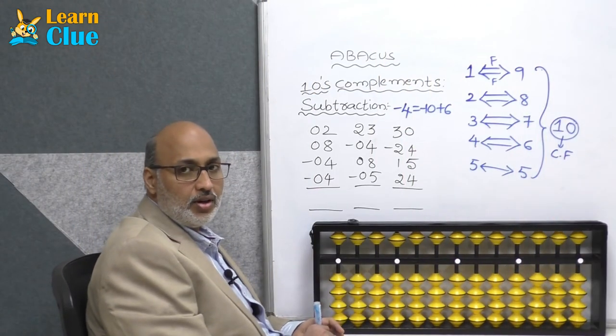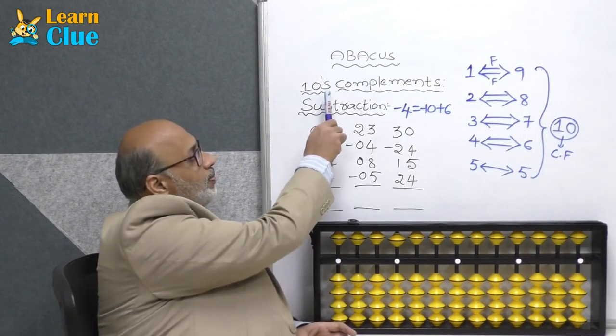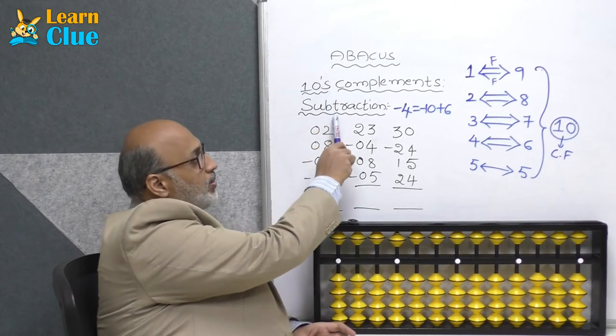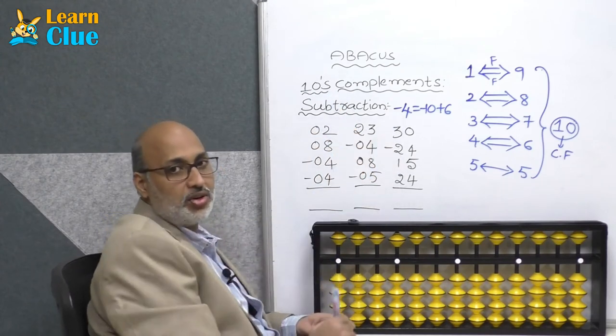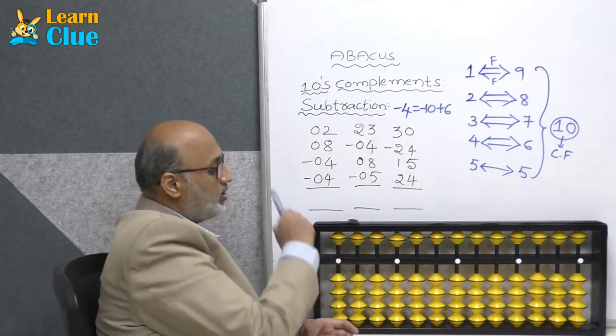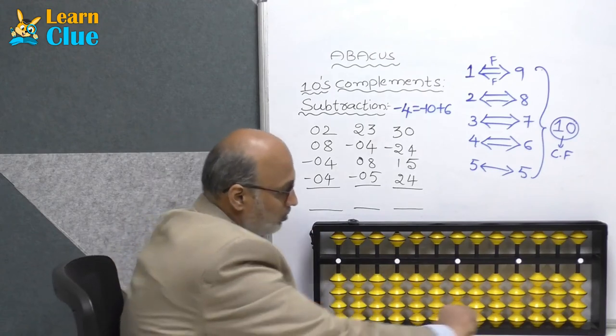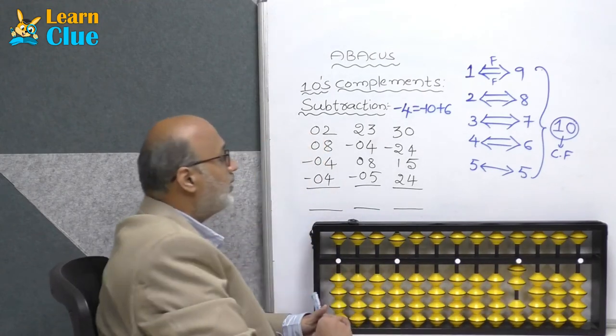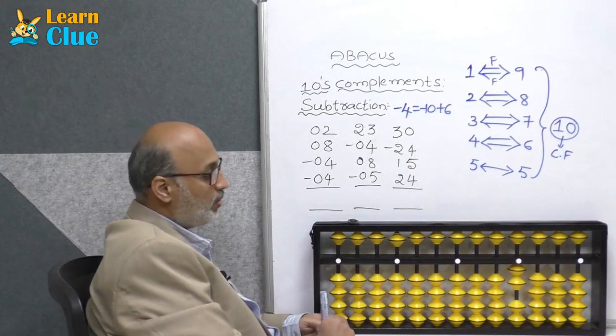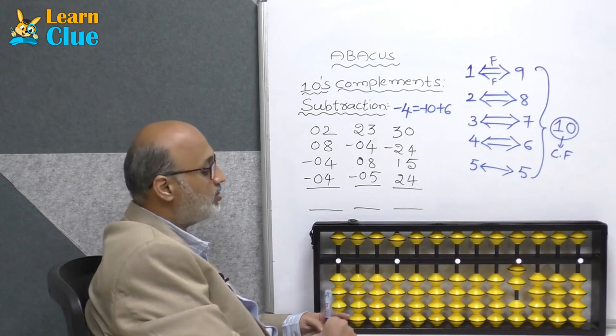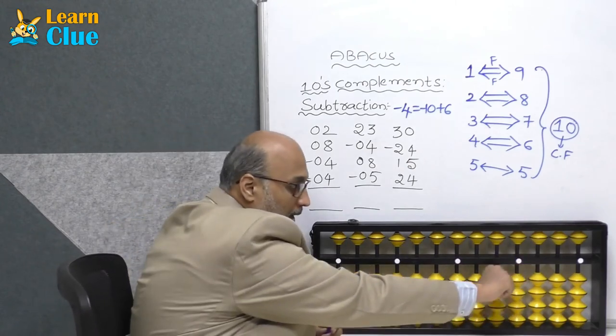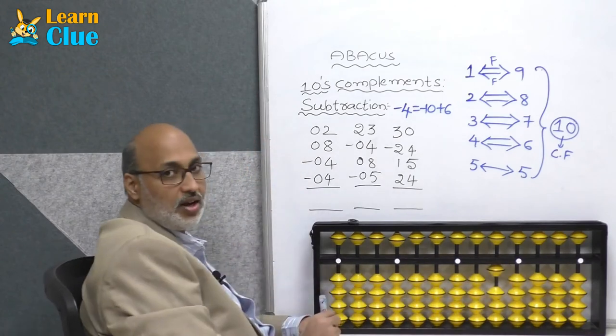Hi students. Now we are going to see problems in tens complement subtraction minus 4 technique. Let's do some problems. Plus 2, plus 8. How to do plus 8 here? Who is the friend of 8? 2. So, minus 2 plus 10.